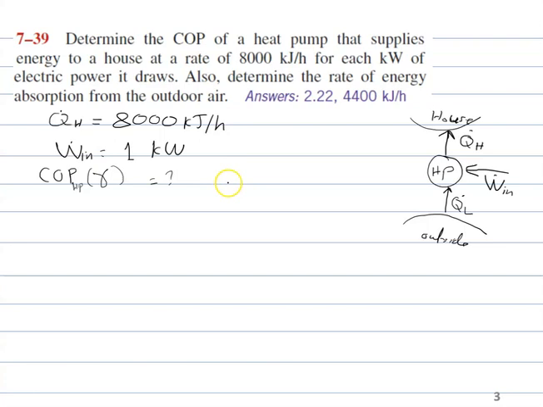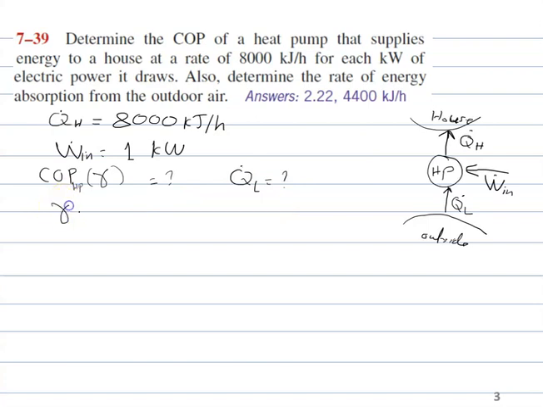Also, determine the rate of energy absorption from the outdoor air. Okay, so also we need the energy absorption from the outdoor. So from outdoor, this is QL. Okay, so we need that. This is again straightforward.